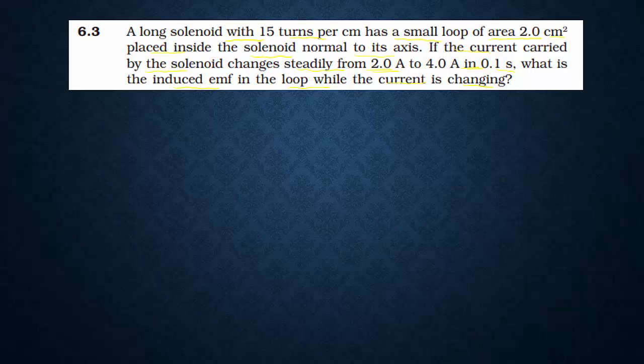Number of turns of the solenoid is given as 15 turns per centimeter. Or you can convert in terms of meter. For 1 centimeter there are 15 turns, for 1 meter we multiply by 100. So we will get 1500 turns per meter. Then this is the total number of turns of the solenoid.